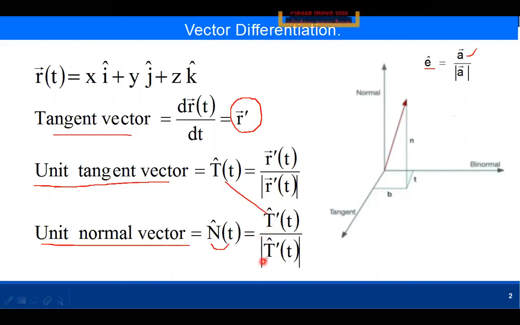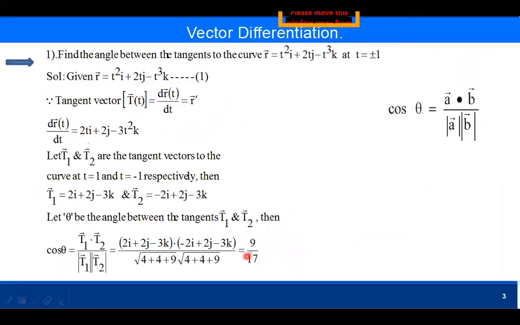Now we see a few problems on this. Find the angle between the tangents to the curve r bar equal to t square i plus 2tj minus t cube k at t equal to plus or minus 1. Generally, suppose a bar and b bar are two vectors, then how do we find the angle between these two vectors? Cos theta equal to a bar dot b bar upon magnitude of a into magnitude of b.